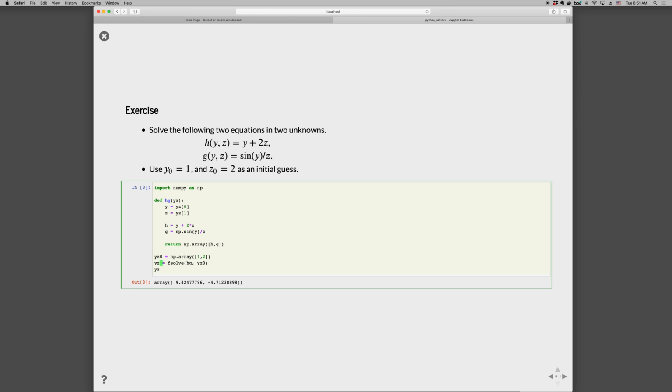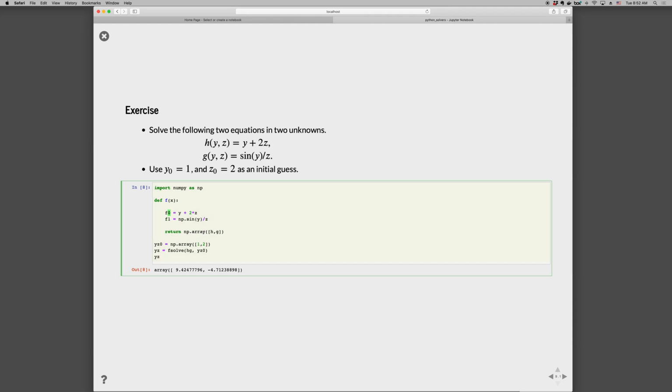So there's nothing special about these names. According to the previous notation, I could have called this f and x, and we could have written this as f0 and f1. Note these aren't indices, this is just a name. And this would be x1 plus 2 times x0, and this is sine of x1 over x0, and then the array f0 and f1, and then we can just call this x if we like, and f, and we get this same thing.